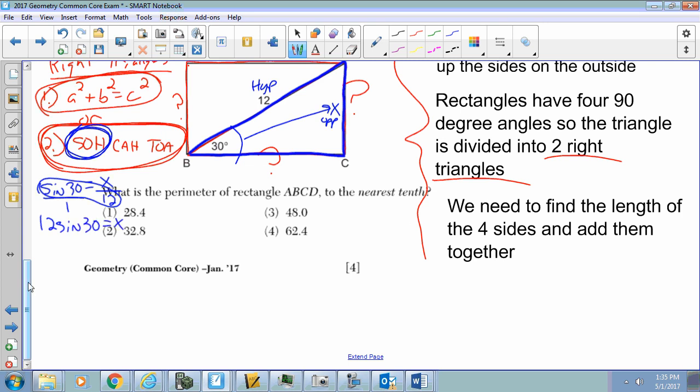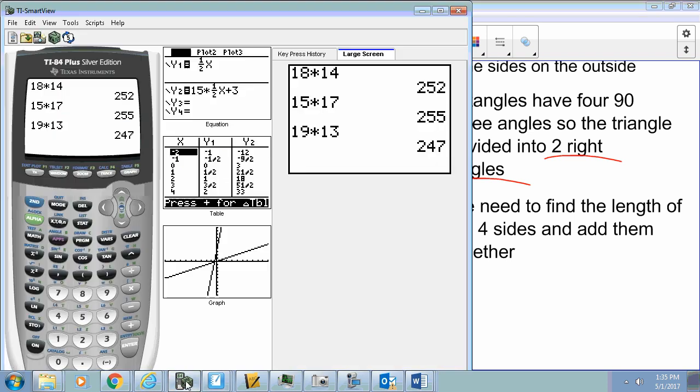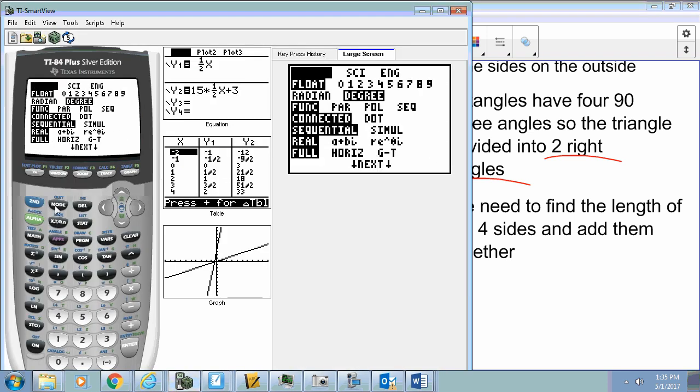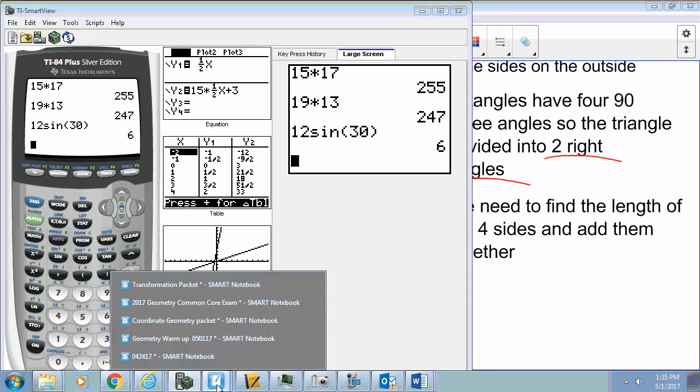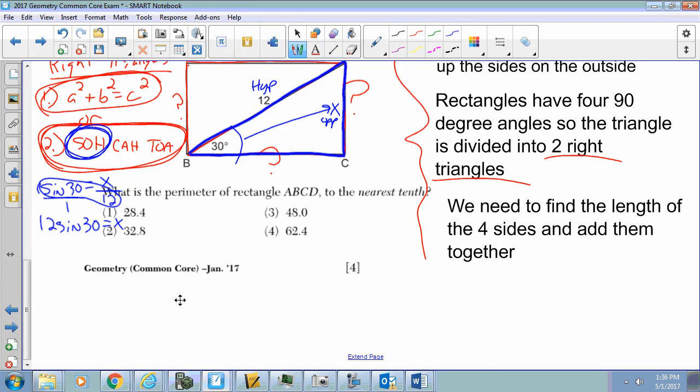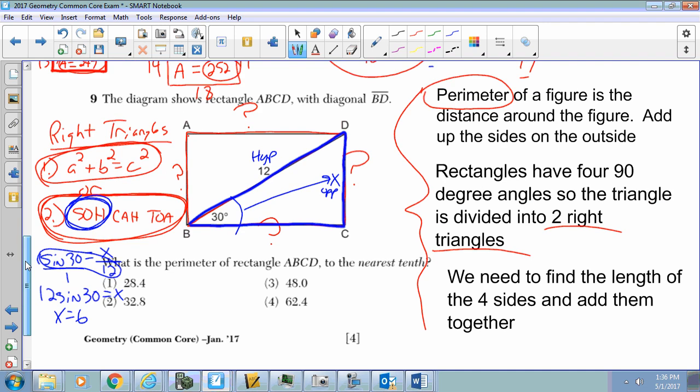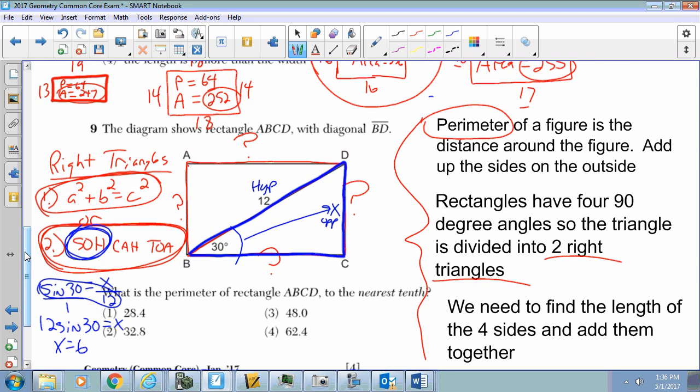And when you go in your calculator, remember it has to be in degrees. So I'm going to check to see, is mine in degrees? Yeah, it's in degrees. So I'm going to do 12 sine 30, hit enter. So our answer is 6. So that means x is equal to 6. That means that this one is 6, and this one over here is 6.